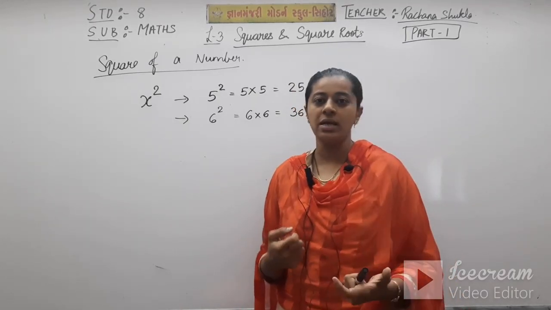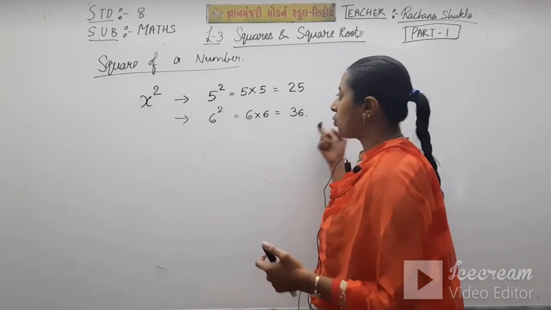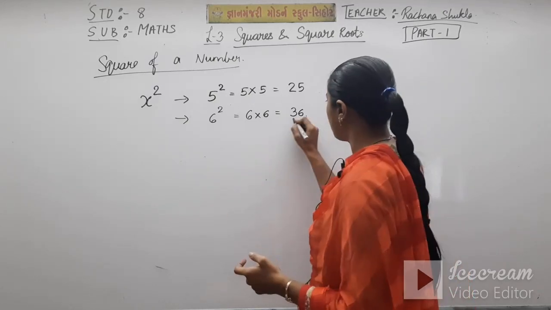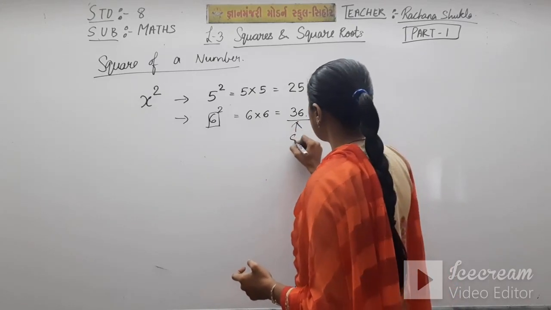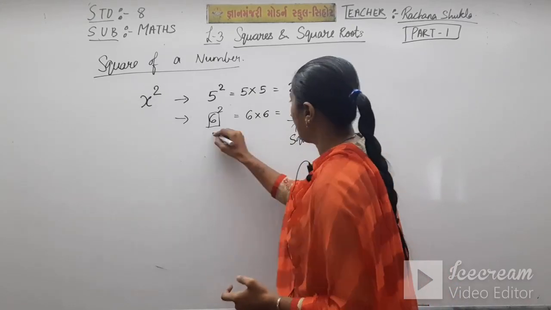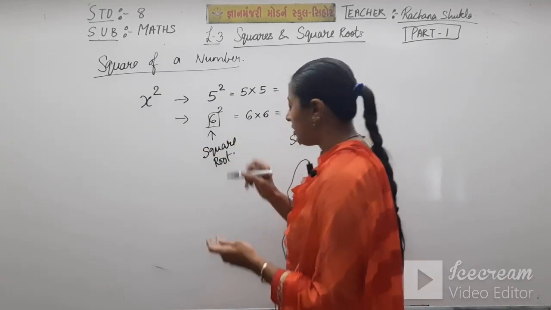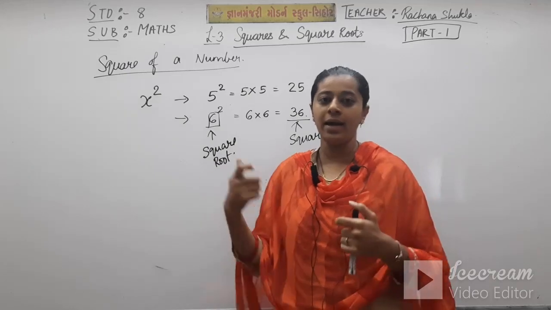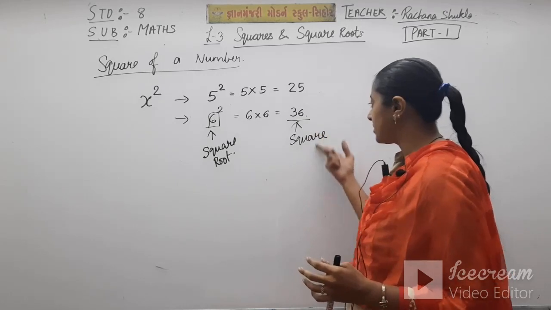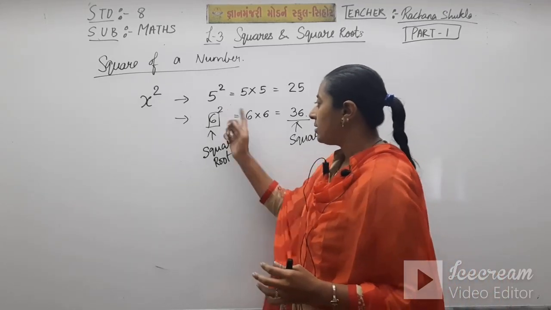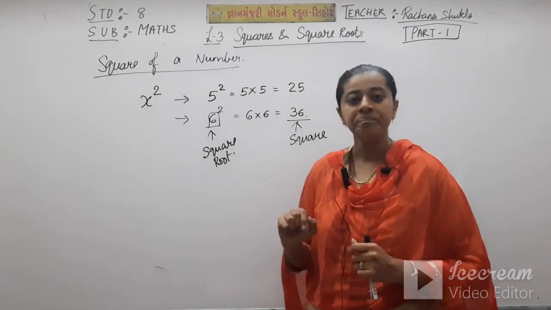I repeat once again, if a number is multiplied by itself 2 times, then we get the square of a number. So, this is called the square of the number and this is called the square root. This is the square and this is the square root. Did you understand the difference between a square and a square root? If a number is multiplied 2 times, the answer is the square of a number and the number that had been multiplied is known as the square root of the number.